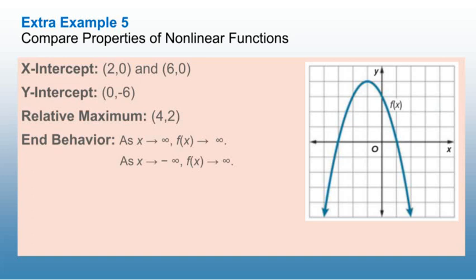Then our very last one, the x-intercepts for one function. We'll call this one g of x. So g of x has x-intercepts at (2, 0) and (6, 0). If we put them both on this graph, I would have (2, 0), and we would have (6, 0). We'll put 6 right here. The y-intercept is at negative 6. Put negative 6 here. It says it has a relative maximum at (4, 2).